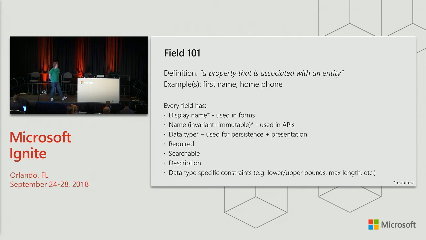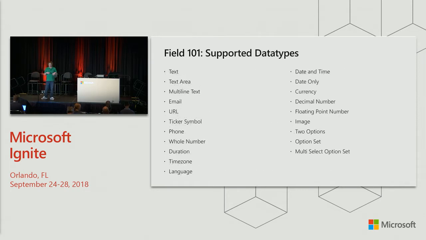We then have an option to configure whether or not an entity is searchable, a description that is used for tooltips and for help, and then a set of data type specific constraints. So if this field is an integer, you would be able to specify a max and a min. Or if this was a string, you would be able to say, hey, this thing can be only so long. And so with fields, we support a broad set of data types. And so we're now going to read through them one by one.